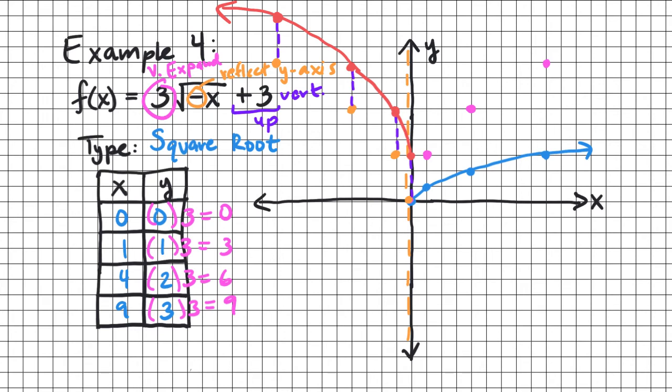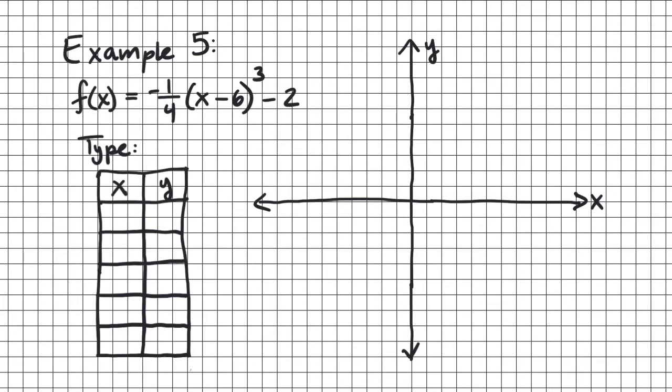Okay, let's go to example 5. What type of function is this one? It's to the power of 3. So if it's the power of 3, we call that a cubic. And the points for a cubic are -2, -8, -1, -1, 0, 0, 1, 1, and 2, 8. 1, 2, 3, 4, 5, 6, 7, 8.